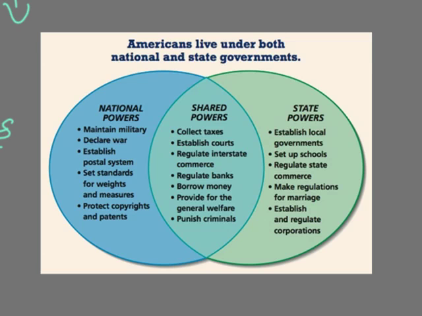So what we see is, in the system of federalism, the national government has those big overreaching powers that influence everyone, and the states have things that have to do with them. And then in the middle are these shared powers, or concurrent powers, and it means at the same time, like collecting taxes. The national government and the state government both collect taxes. They can both do those things.